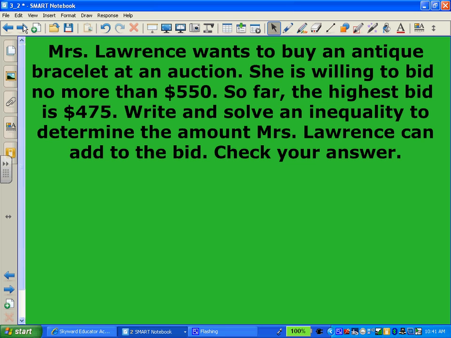So Mrs. Lawrence wants to buy an antique bracelet at an auction. She is willing to bid no more than $550. So far the highest bid is $475. Write and solve an inequality to determine the amount Miss Lawrence can add to the bid. Alright, so X is going to be the amount she can add.